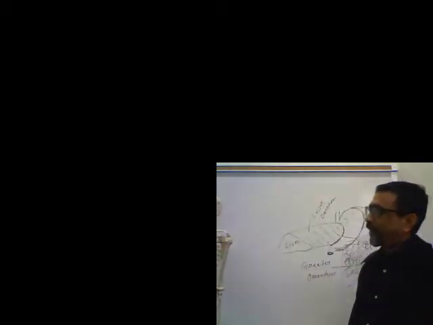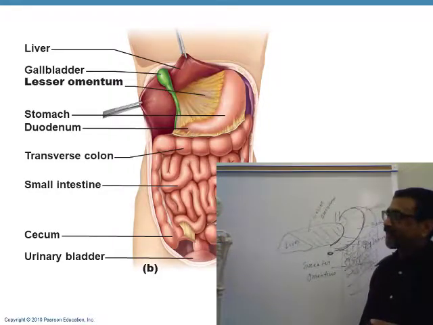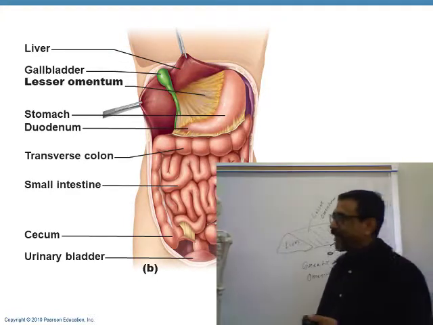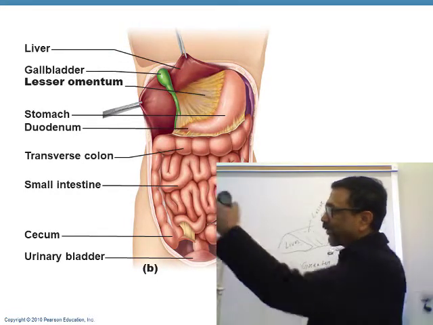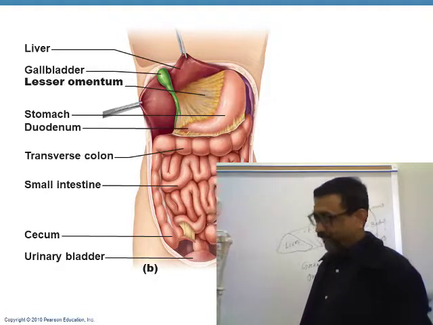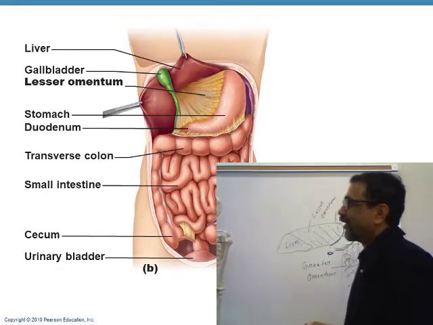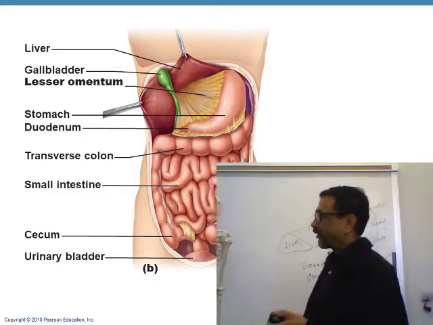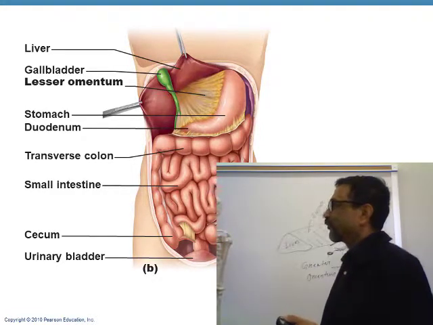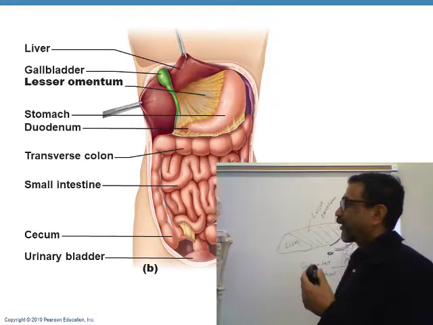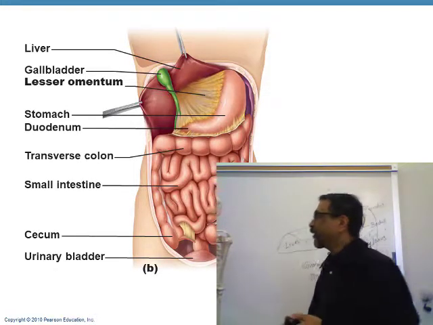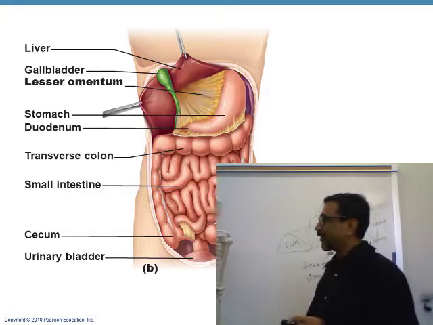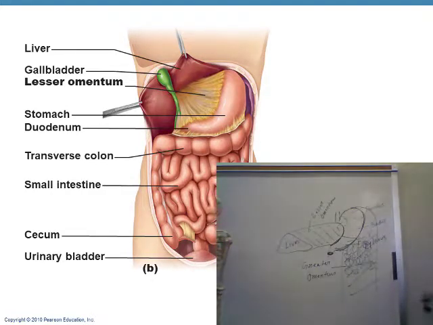Here you see the lesser omentum from the liver to the stomach. They have dissected the greater omentum, that's why you don't see it. If you dissect the greater omentum, then you will see the abdominal organs, intestine, right? So the intestine actually is under the greater omentum. So protection, storage of fat, and insulation. Those are three functions of your omentum.